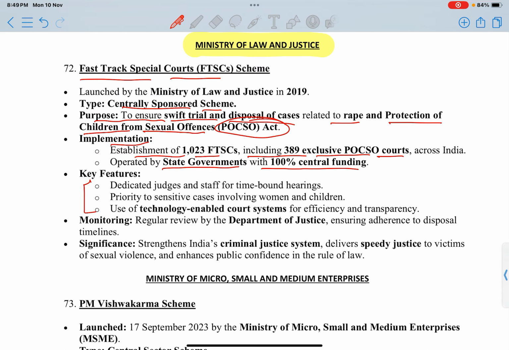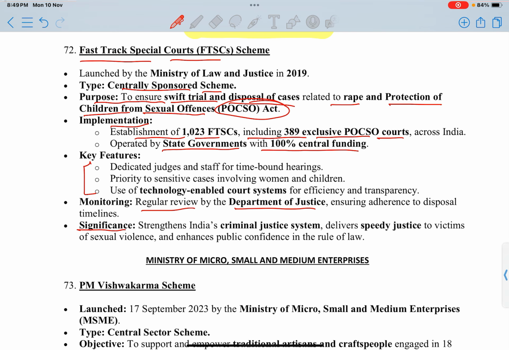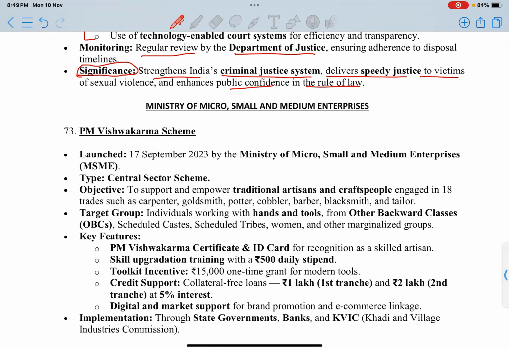Features you read on your own. Monitoring is done by the Department of Justice. And also the significance. What is the significance of this scheme? It strengthens India's criminal justice system, delivers speedy justice to victims of sexual violence, and enhances public confidence in the rule of law.